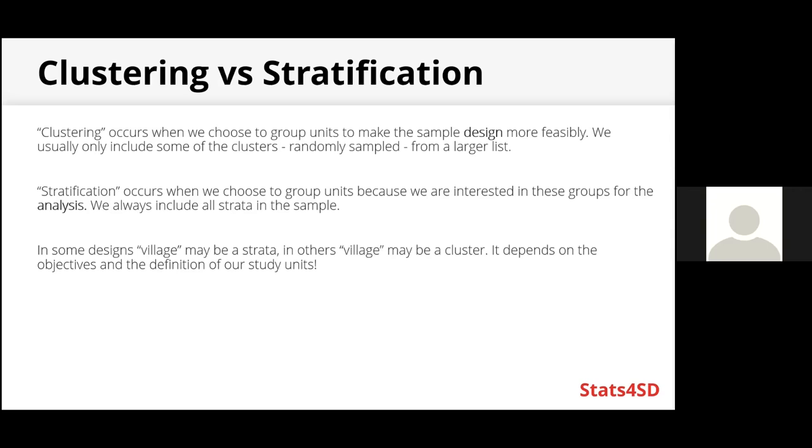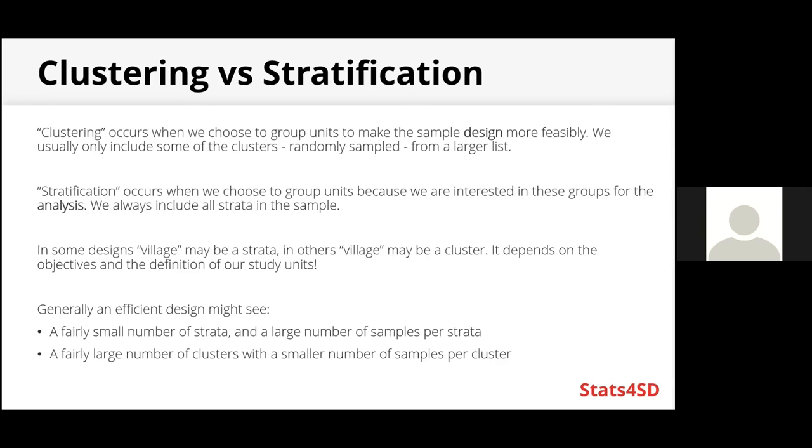So again, it depends on the objectives and how we define our study units. Generally, if we want an efficient and feasible design, we're going to have a small number of strata, because as we increase the number of strata, that's going to increase the amount of data we need to collect, but then a larger number of samples per strata. And with clusters, ideally we want a large number of clusters and then a small number of samples per cluster.